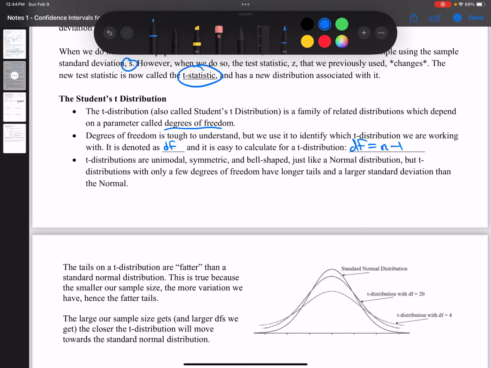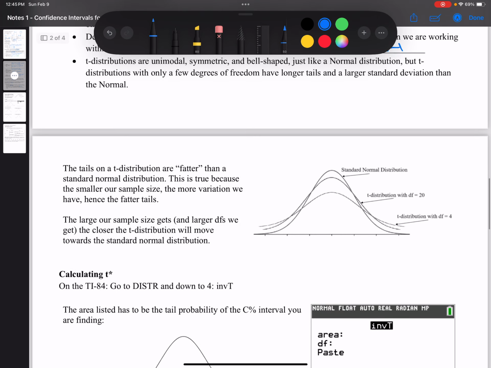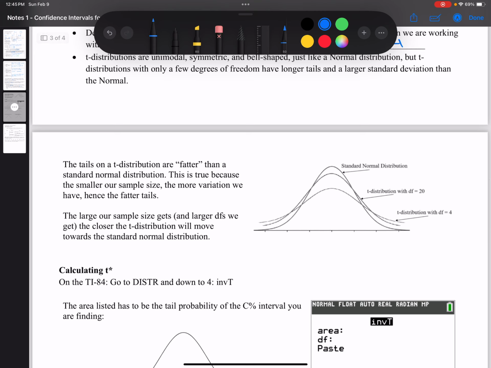Okay, so t distributions are unimodal, symmetric, and bell-shaped, just like the normal distribution, but t distributions with only a few degrees of freedom have longer tails and a larger standard deviation than the normal. Okay, so let me show you a comparison.